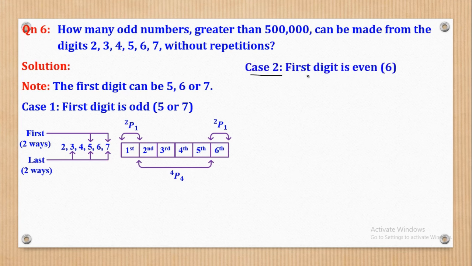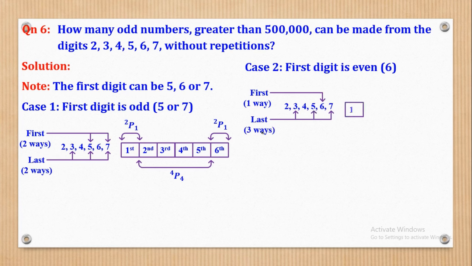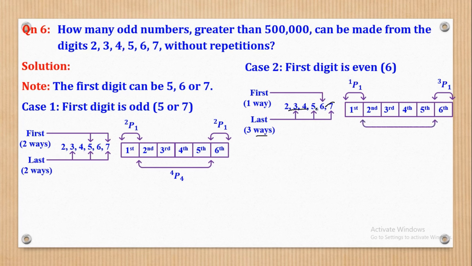What about the second case? Second case is when the first digit is even and that is 6. Therefore, we shall come and also illustrate. So the first digit is only 6. What about the last digit? The last digit can be 3 or 5 or 7, and those are three ways. Therefore, we put our positions there. So the first digit, there is only one way, so it will be 1 permutation 1. But the last one, there are three ways, so it will be 3 permutation 1. Then when you pick 2, there will be 4 digits left to fill the 4 spaces, so it will be 4 permutation 4.